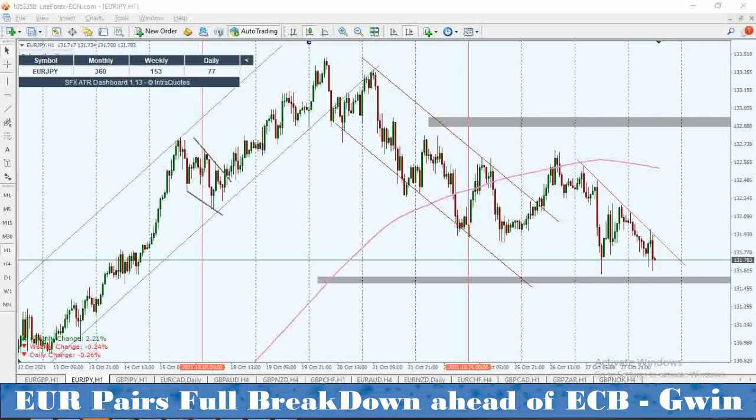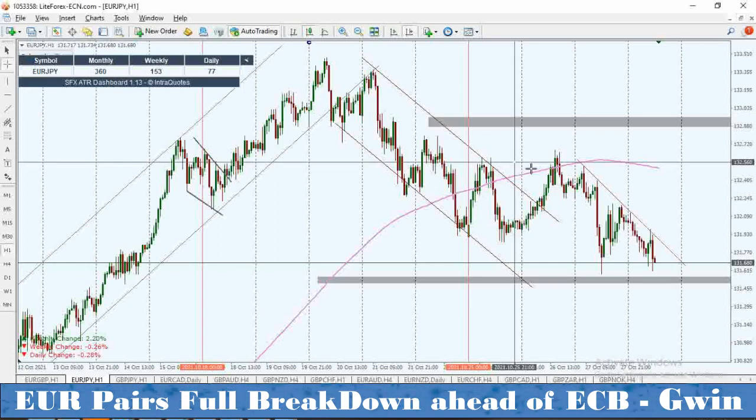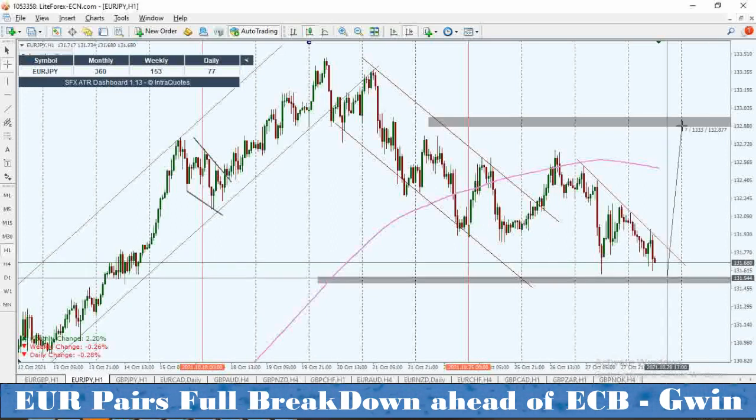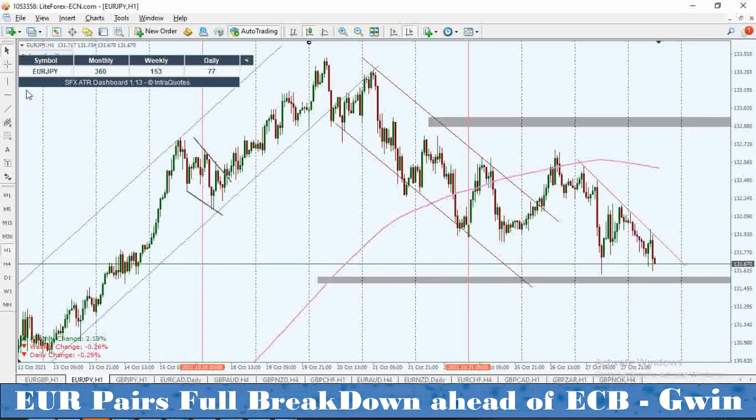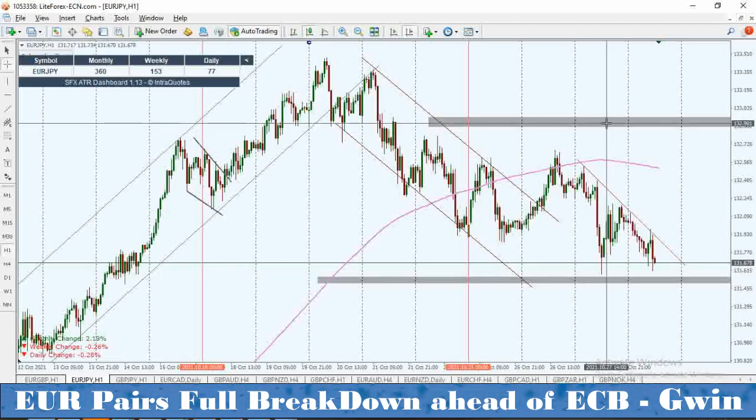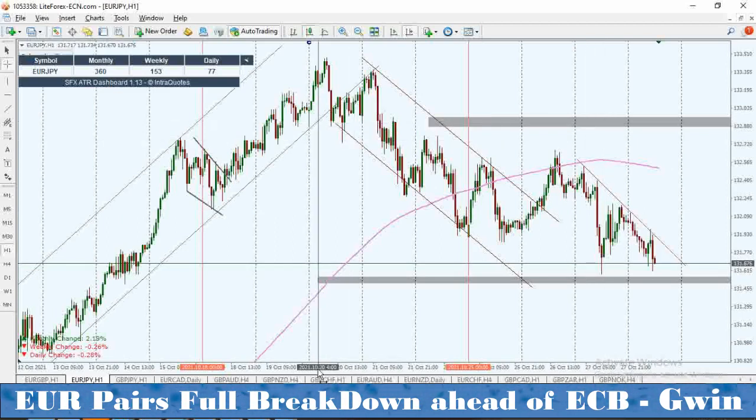So that will be a 133 pip travel from that low around this structure of 131.53 back into 132.90. That's what we're going to be looking at for that one.